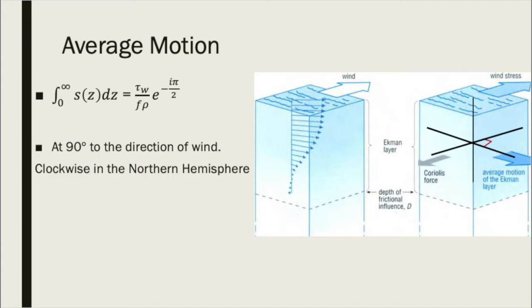And we find the average motion of this Ekman spiral by integrating from 0 to infinity, which is basically the same as integrating from the surface of the ocean to the Ekman depth. By calculating, we found that this is equal to tau over f rho times e to the minus i pi over 2, and this e to the i pi over 2 means 90 degrees, and therefore we find that the average motion of the Ekman layer is to the right of the direction of the wind. In the northern hemisphere this is clockwise, and this is opposite in the southern hemisphere.